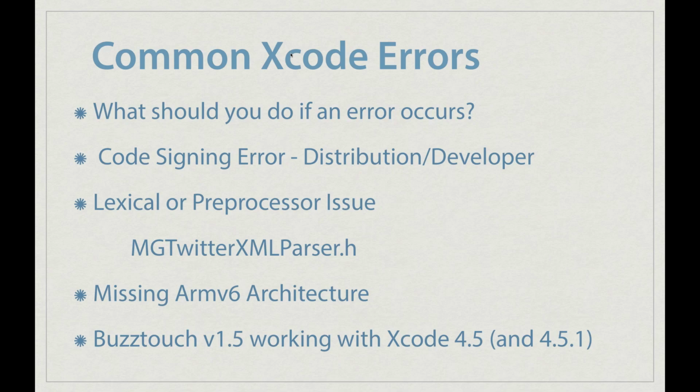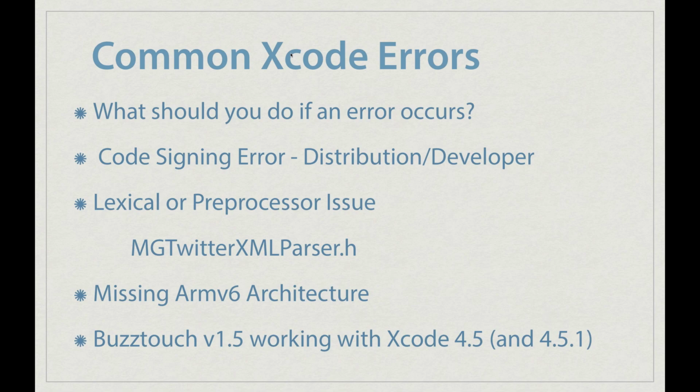We've got the missing ARMv6 architecture error, which you'll get if you're trying to target iOS devices under 4.3. I would recommend going for 3.0 even, so you can get iPhone 3G or original iPhone users. And then we've got BuzzTouch version 1.5 working with Xcode 4.5. There are a few more here.